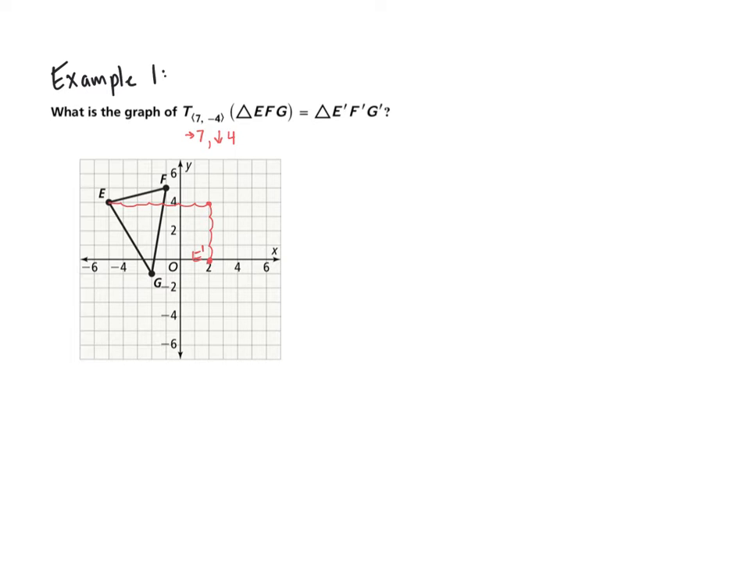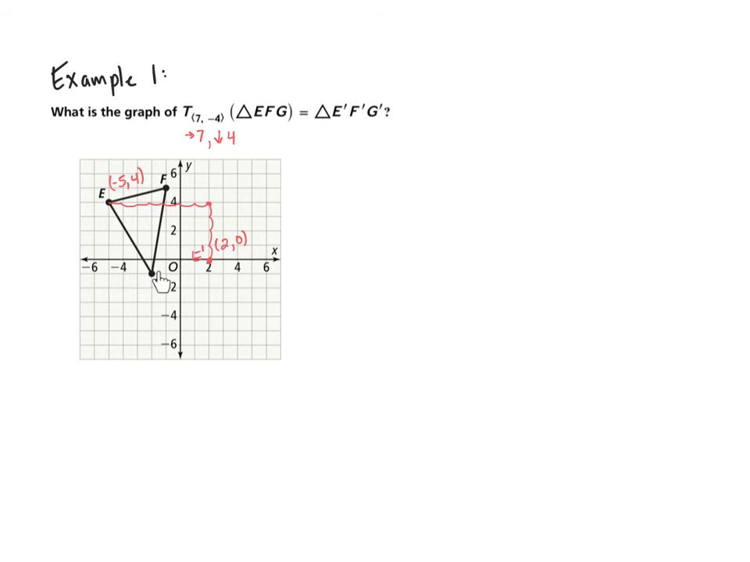The coordinates of E was at -5, 4. The coordinate of E prime is 2, 0. Now what do you notice? I notice that if I take -5 and I add 7, I get to +2. And if I take 4 and subtract 4, I get to 0. It's an interesting relationship, right?